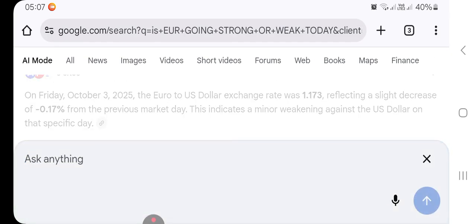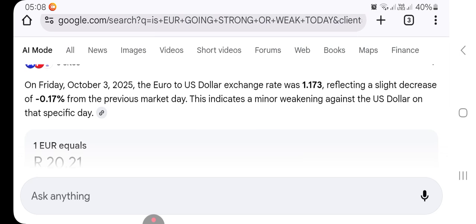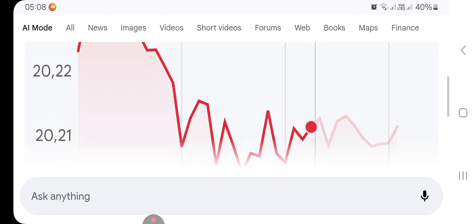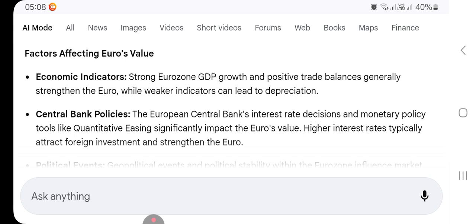So it says on Friday, October 3, which was Friday, yes, the Euro US dollar exchange was 1.173, reflecting a slight decrease of 0.17% from the previous market day. This indicates a minor weakening against the US dollar on that specific day. So they give us the historical data of Friday. So let's go and see. We want the overall data.